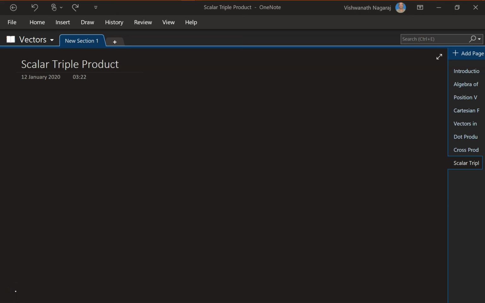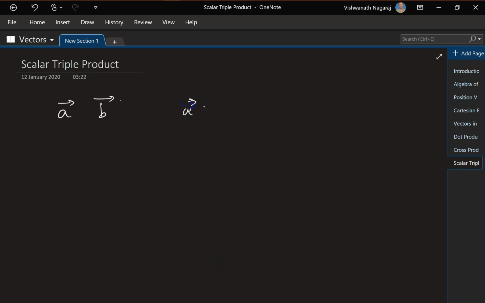Scalar triple product. Let's see what a triple product means. We have already seen the product between two vectors. So we have seen A dot B and A cross B. We know this is called the dot product and this is called the cross product.